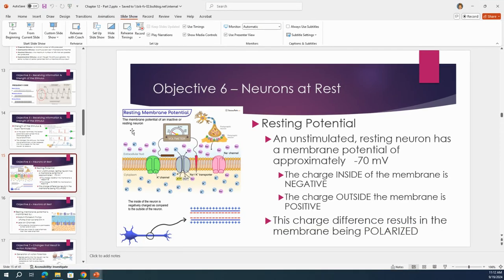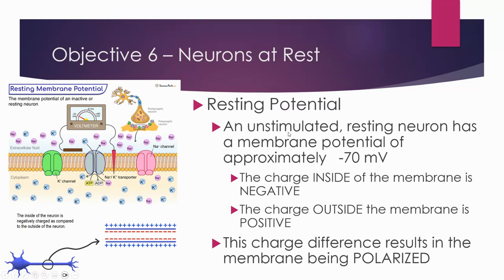Alright, so this video is going to cover two objectives in Chapter 12. We're going to take a look at Objective 6 and Objective 7. And they kind of go together because before we can understand an action potential, we do have to understand a neuron at rest. And so we actually covered this in Part 1 as well.